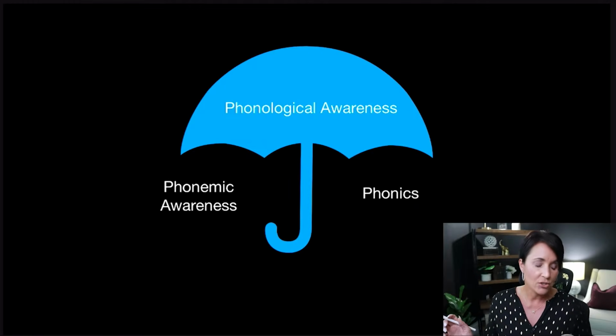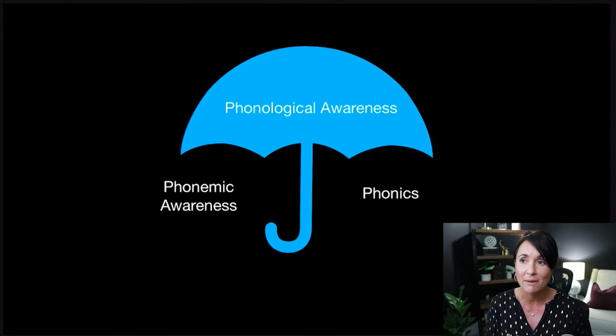So I always like to kind of bring out my little phonological awareness umbrella. If you've seen any of my other videos, you've probably seen this graphic before. And this just helps me explain the difference between phonological awareness, phonemic awareness, and phonics. And because they're all PH words, they all kind of get smushed together, and people without a reading background don't really understand the difference. And so this makes it easy for me to show you the difference.